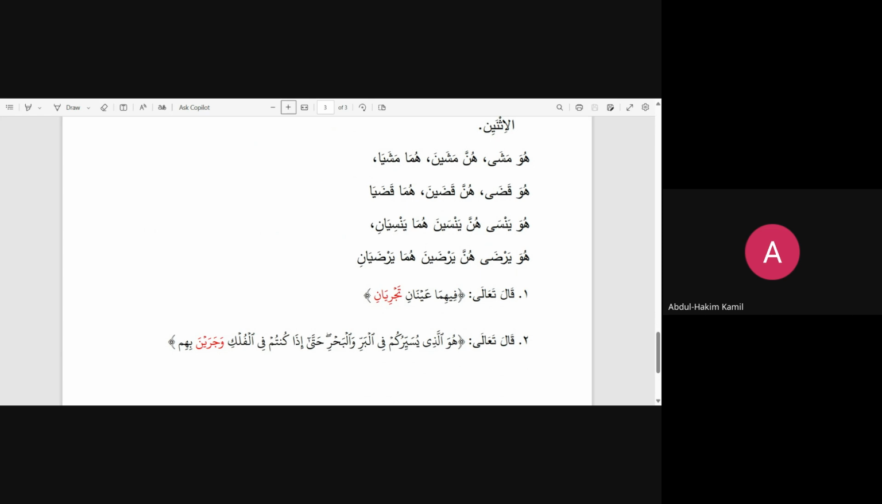This is the mudari, yansa, but it ends with an aleph. So when it is dual, you change that aleph to a ya: yansayani. Wa yansa, huma yansayani. He changed that aleph to a ya.